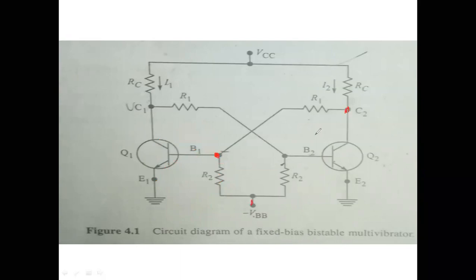I am writing the expression. See how I am writing it. VBE equals VCC2, simple voltage division, VCC2 into R2 divided by R1 plus R2, minus VBB into R1 divided by R1 plus R2.